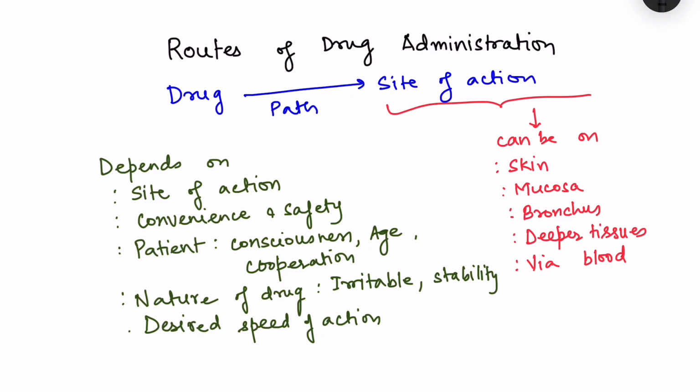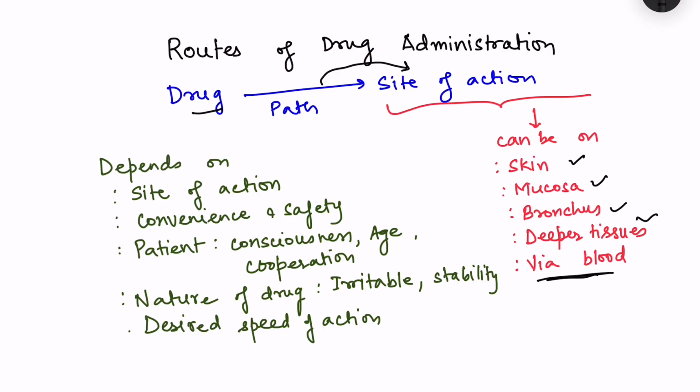Hello everyone. In this video, we are going to talk about routes of drug administration. Routes of drug administration means the path which the drug takes to reach its site of action. Now, this site of action can be either superficial, which includes the skin, mucosa, bronchus, or it can be deeper tissues, where also access can be superficial with no need to reach via blood, or it can even reach its site of action via blood.